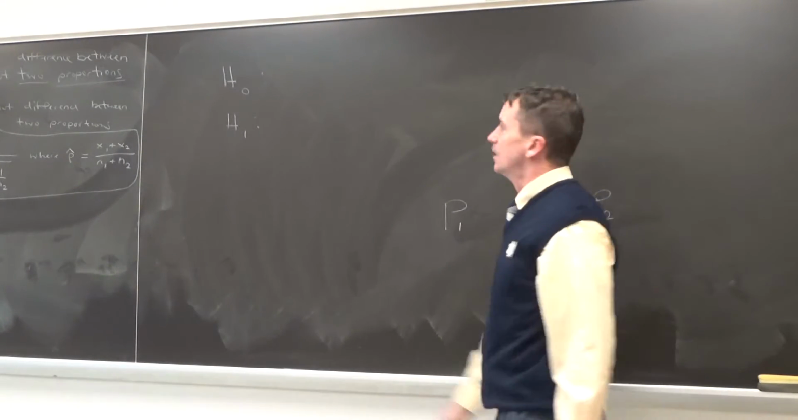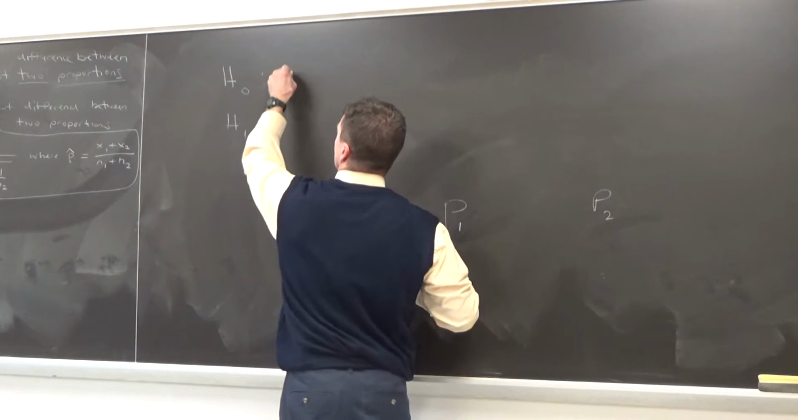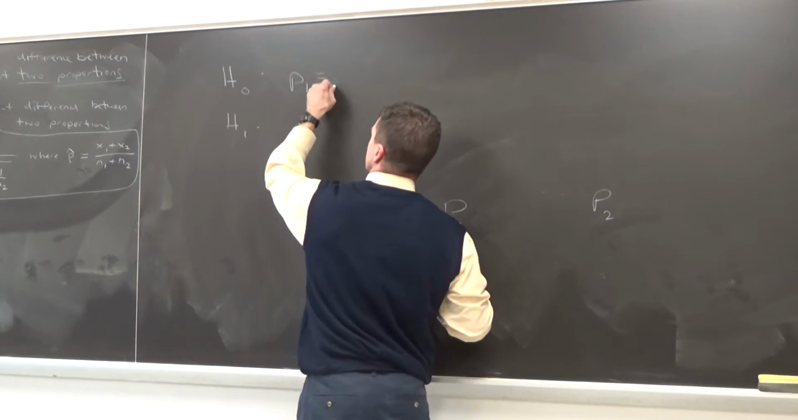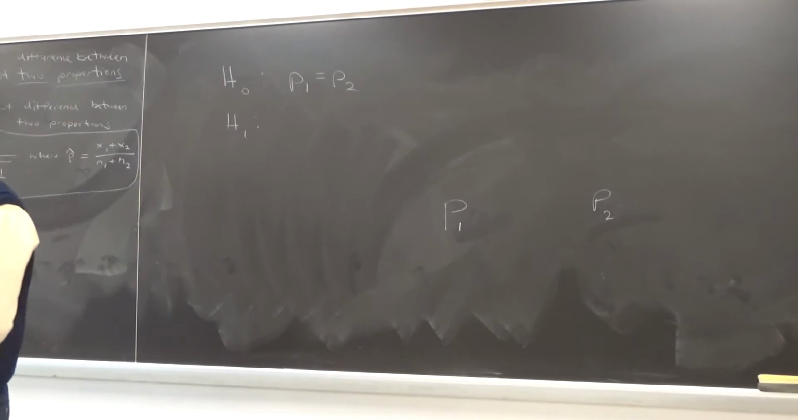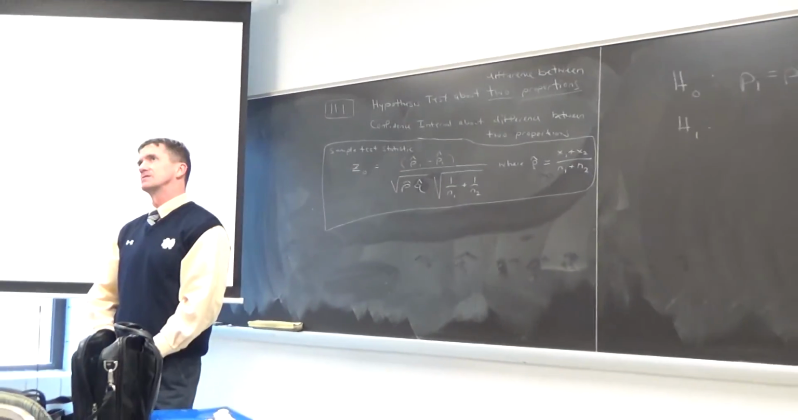Not bad. Well, what's the null? That there's no difference. So for every one of these problems, that'll be our null hypothesis. Then, proportion 1 is equal to proportion 2. No difference. So that's always going to be our null hypothesis in this entire section.